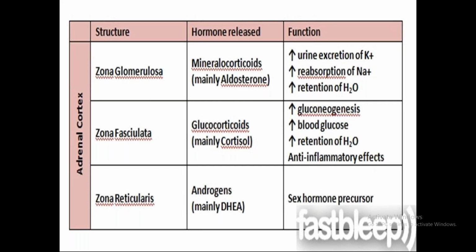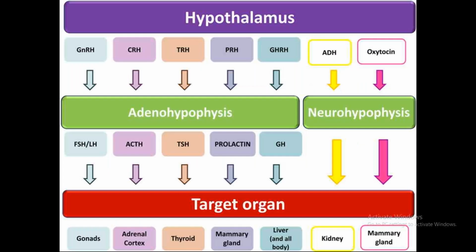Then coming to the zona fasciculata, the hormone released from it is cortisol, the glucocorticoid example. Cortisol increases the blood sugar level. How does it increase the blood sugar level? By gluconeogenesis and retention of water, and it has an anti-inflammatory effect. Next, zona reticularis releases the androgens, the sex hormones.